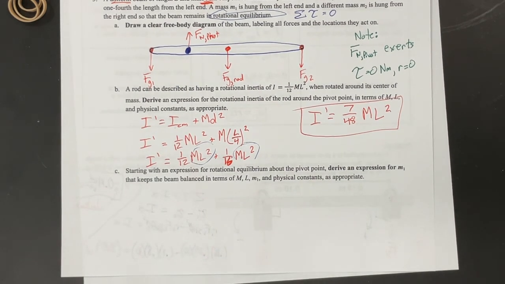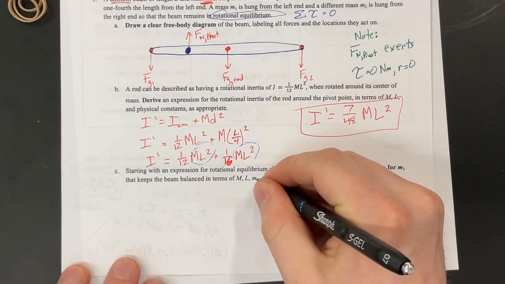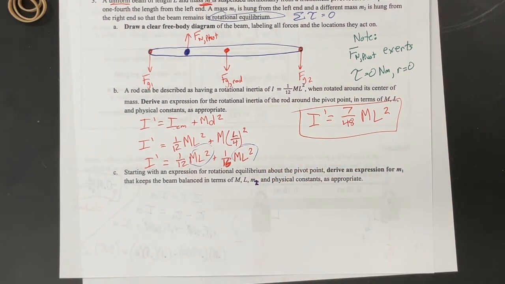All right, part C. Starting with an expression for rotational equilibrium. Ooh, they tell you where to start. We love it when they do that. Derive an expression for M1 that keeps the beam balanced in terms of capital M, capital L, this is a typo, sorry, it should say M2, and physical constants as appropriate. Starting with an expression for rotational equilibrium. So that's where we have to start.